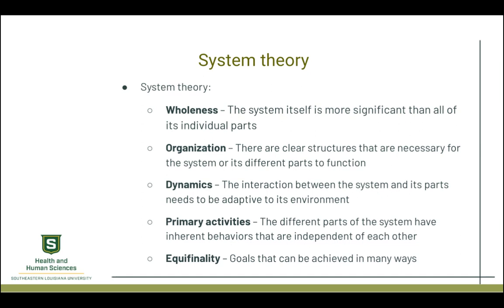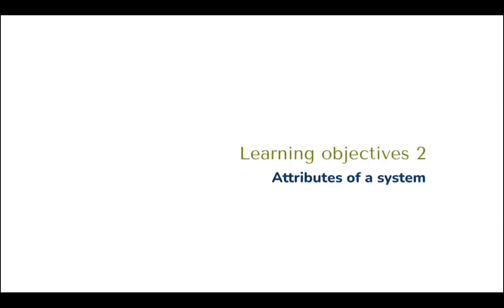equifinality, which is that all of the different things that are happening within the individual parts are all geared towards achieving the goal of the system. And there's going to be more than one way to achieve that goal. There's no one singular way that if things happen this way, then this goal will be achieved. If it doesn't, then everything goes awry. So that is the principle of equifinality.